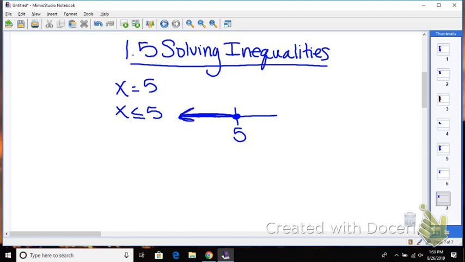So we're not only going to solve inequalities today, we're going to graph them too, just on a number line. Okay? Yes. Okay, let's start with this problem. 3x plus 1 is greater than or equal to 16.